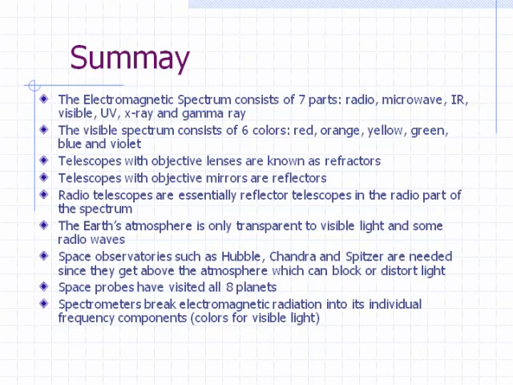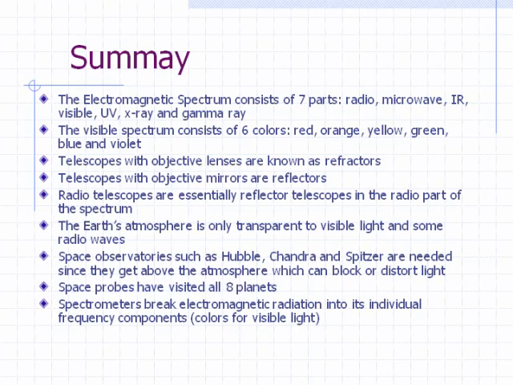So in summary, the electromagnetic spectrum consists of 7 parts: radio, microwave, infrared, visible, ultraviolet, X-ray, and gamma ray. The visible part of the spectrum, 6 colors. Telescopes with lenses as their objectives are known as refractors. Telescopes with mirrors are known as reflectors.